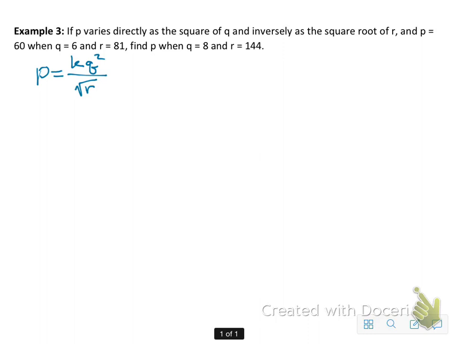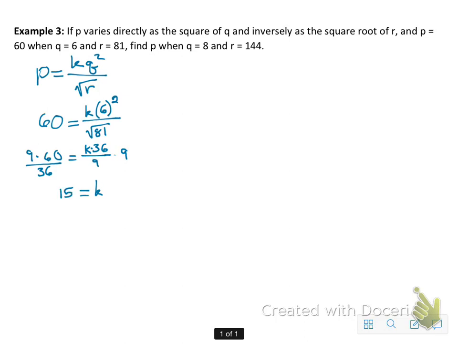And they give us all the numbers. They tell us that P equals 60. We still have K. When Q equals 6, so 6 squared over the square root of 81. And we're finding K. Well, that means 60 equals K times 36 over 9, which means that if we multiply by 9 and divide by 36, K ends up equaling 15.